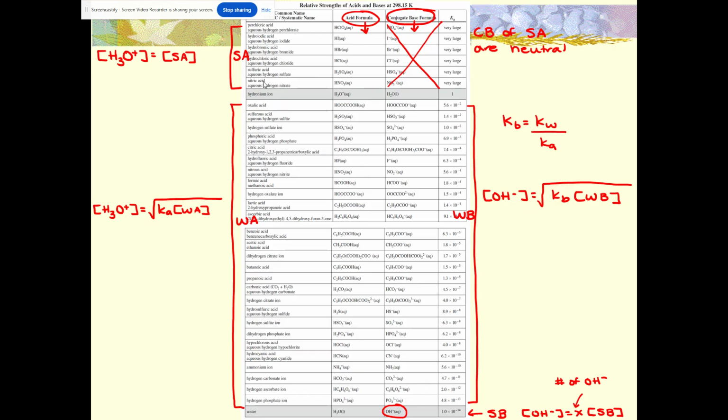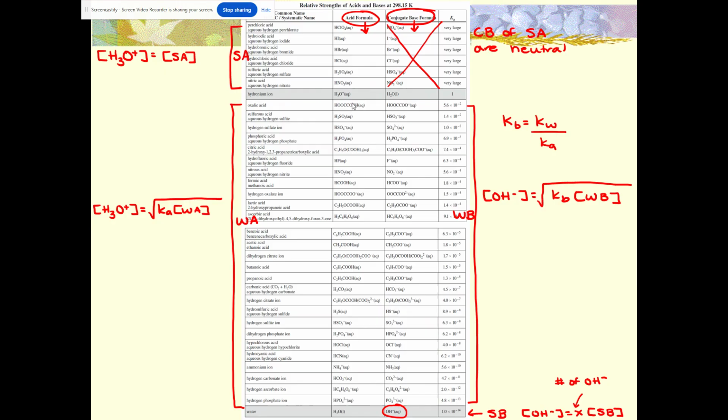Your top 6 acids on the chart are known as strong acids. They don't even have a Ka value because they are 100% ionizing. So what that means is if you're trying to find the concentration of the hydronium ion and you have a strong acid, it is the concentration.